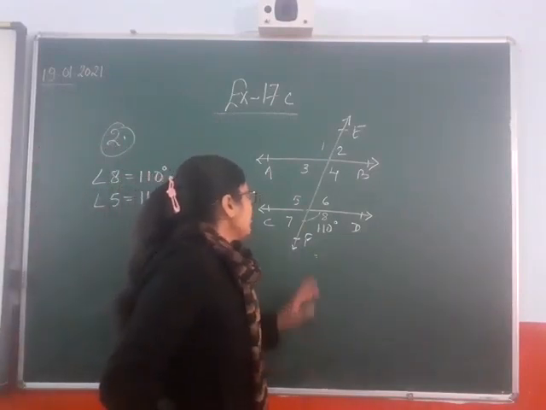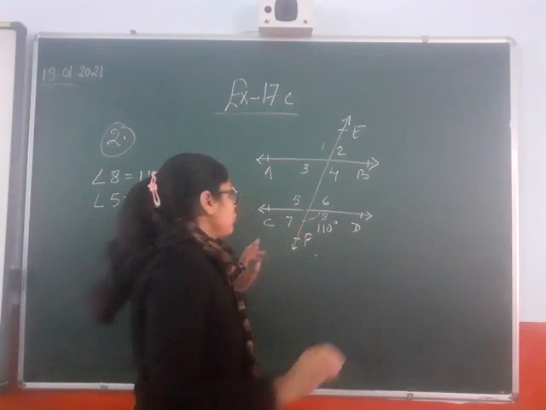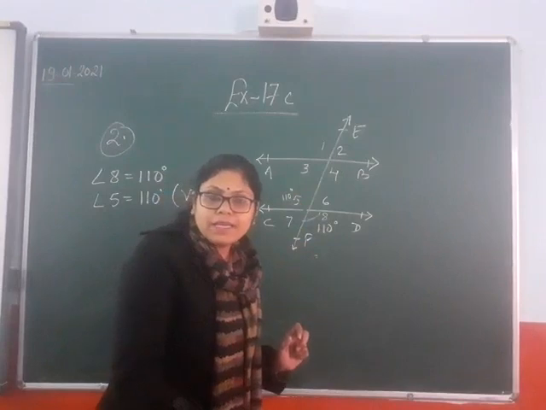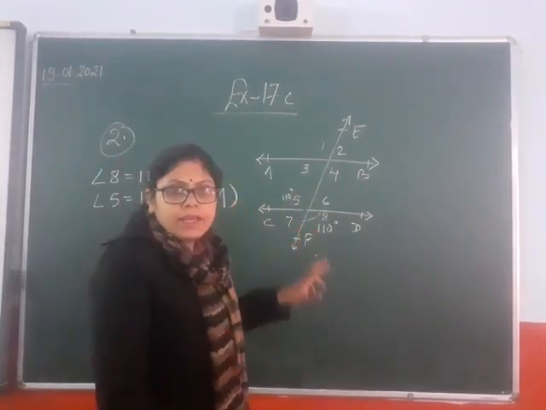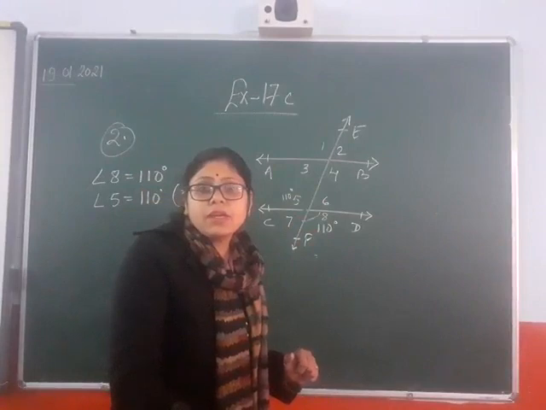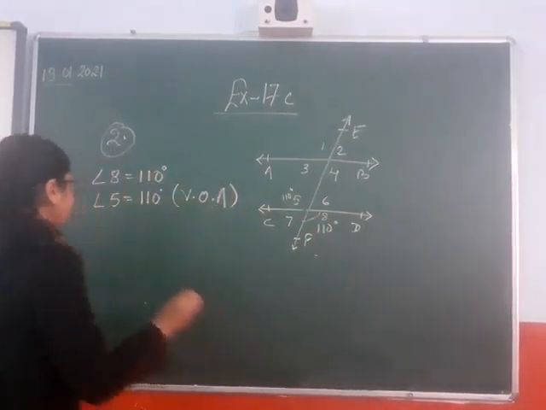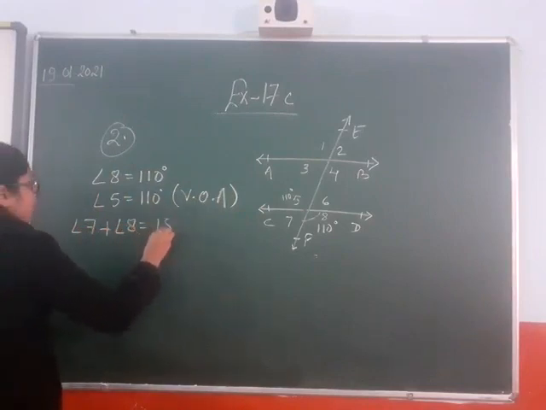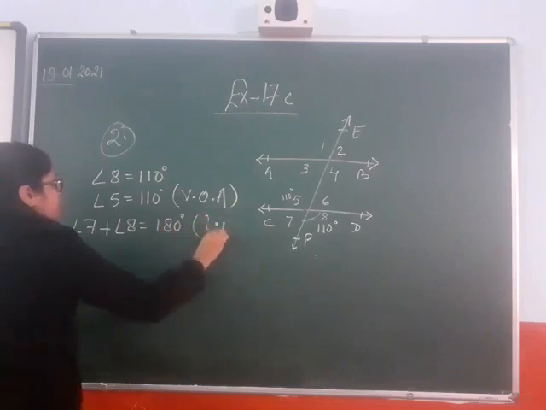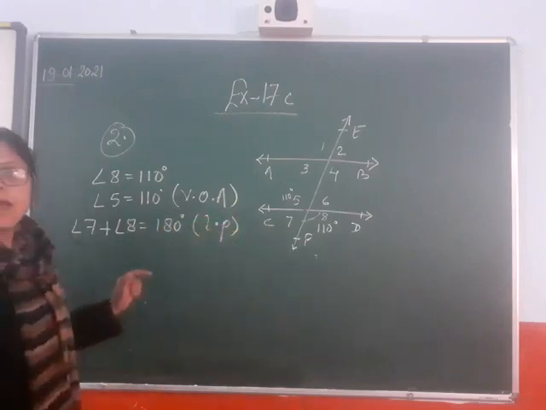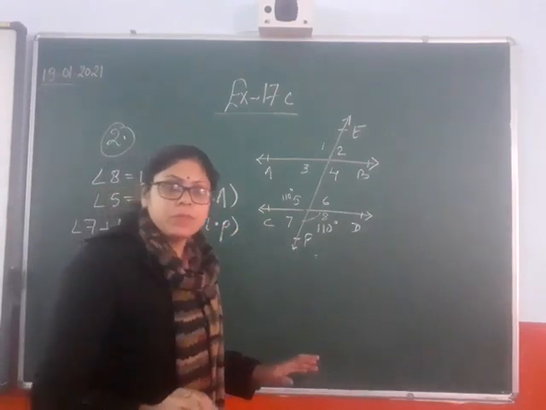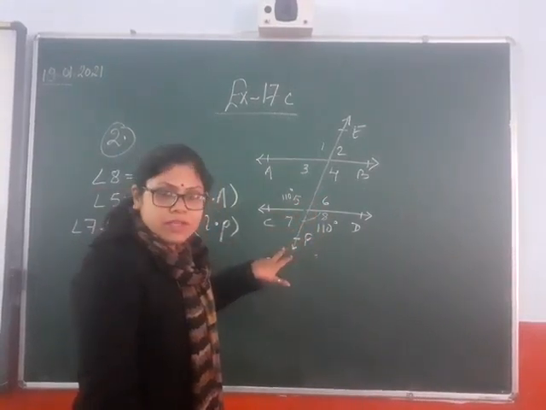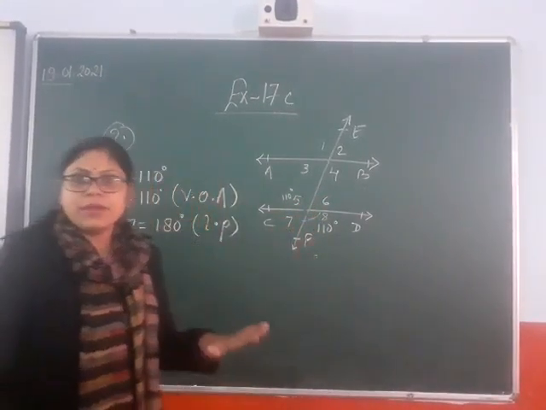Now, what will be the value of angle 7? You can write here 110 degrees. What will be the value of angle 7? Angle 8 and angle 7, what are they making? They are making a linear pair. You will write here angle 7 plus angle 8 is equal to 180 degrees. The reason you will give here is linear pair. I have written L.P., which means linear pair only. One line is there, and it is cut by one transversal. So angle 7 and angle 8 are making a linear pair.